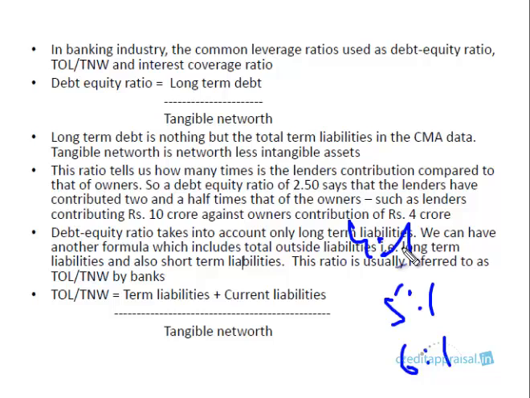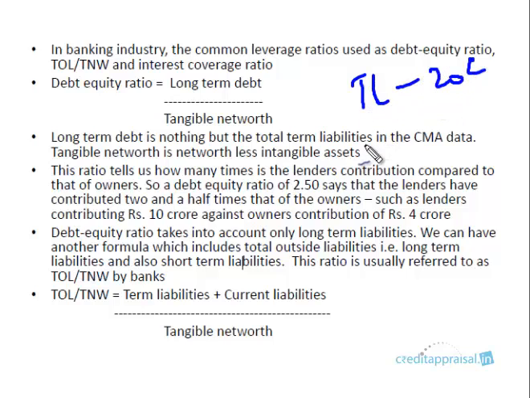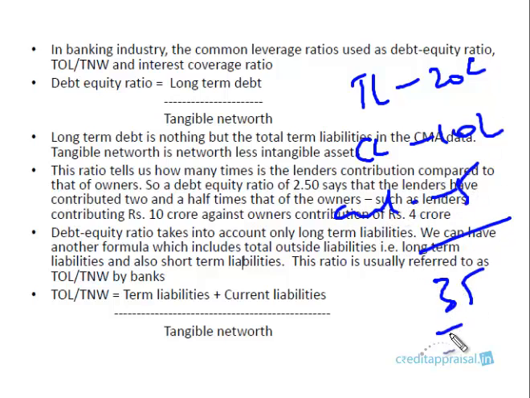So what does it mean? Say for example a company has term liabilities, all term liabilities put together, say 20 lakhs. Then there is a CC of 10 lakhs. Creditors are say 5 lakhs. So all put together you have 35 lakhs. Now the net worth of this company, say for example, is 7 lakhs.